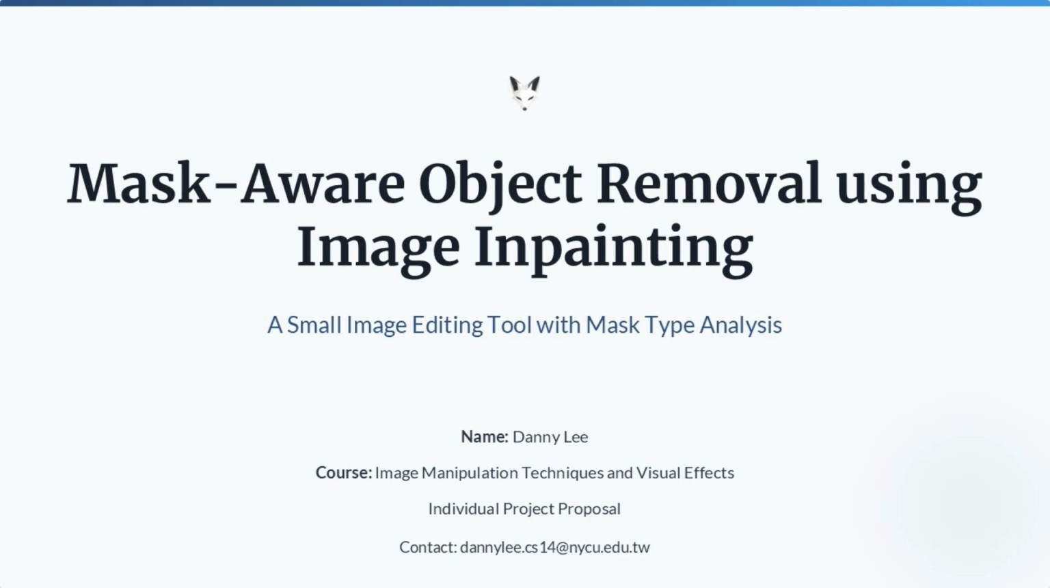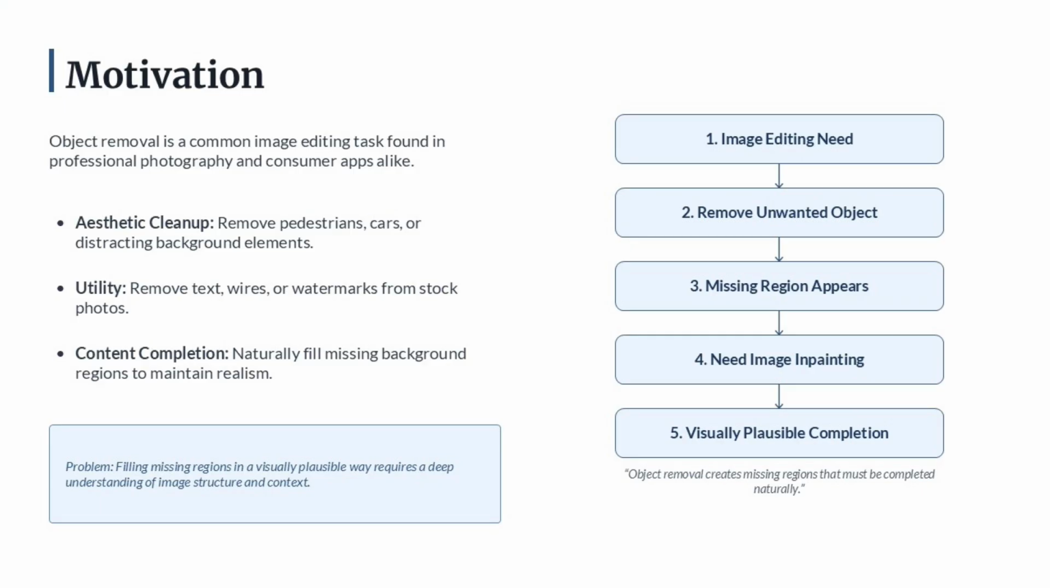The focus of this project is not to train a new large model from scratch. Instead, I will use existing image inpainting methods as baselines and analyze how different mask designs affect the quality of object removal. Object removal is a common image editing task in both professional photography and consumer editing applications. For example, users may want to remove pedestrians, cars, distracting background objects, text, wires, or watermarks from an image. These examples are related to aesthetic cleanup, utility editing, and content completion.